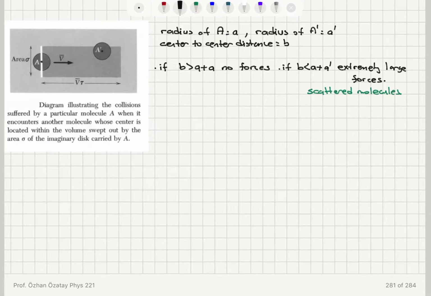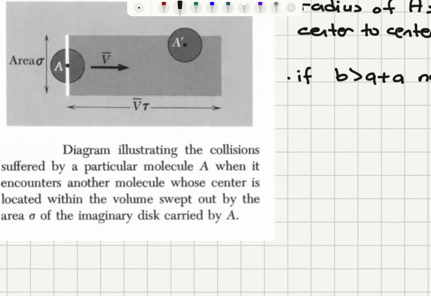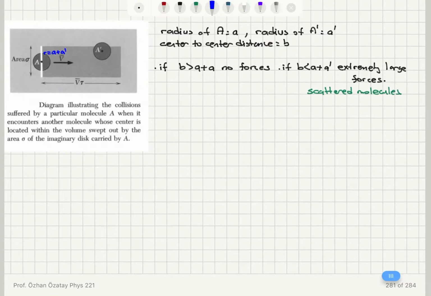So we can imagine this disk with radius a plus a prime. So this has r is equal to a plus a prime. That is sweeping out an area sigma. So it's an imaginary disk that is centered at molecule A. So this disk moves with a relative velocity capital V with respect to A prime.